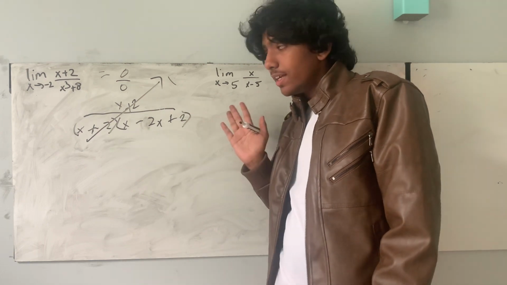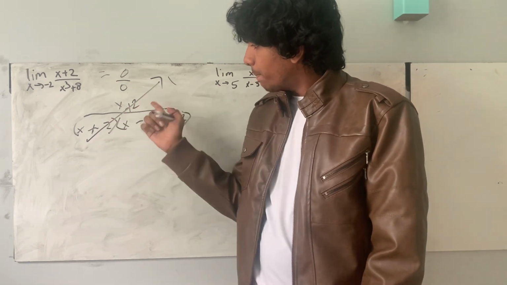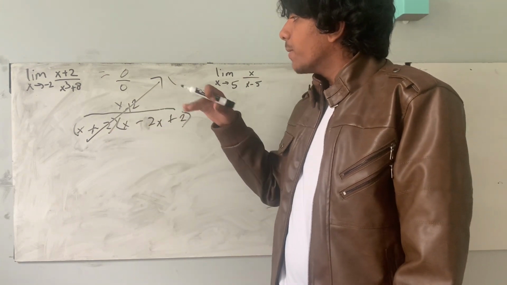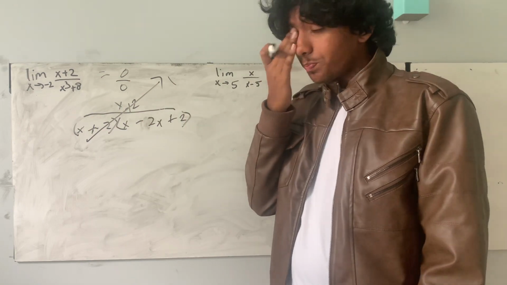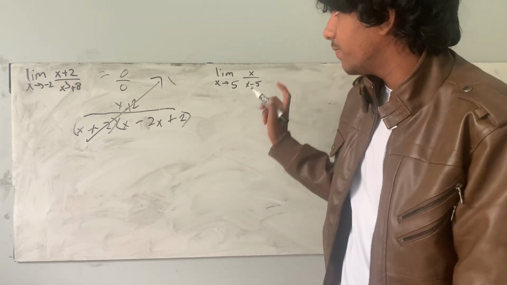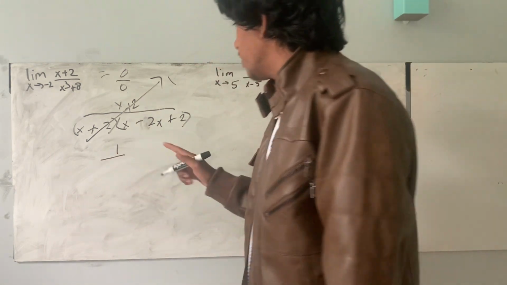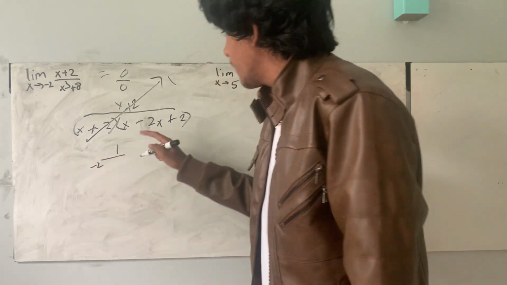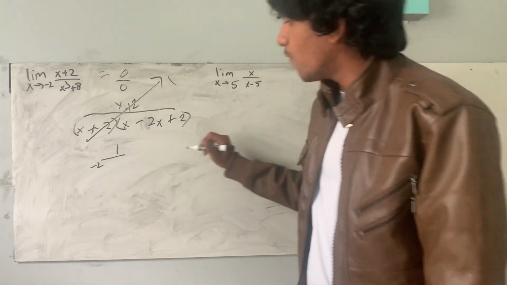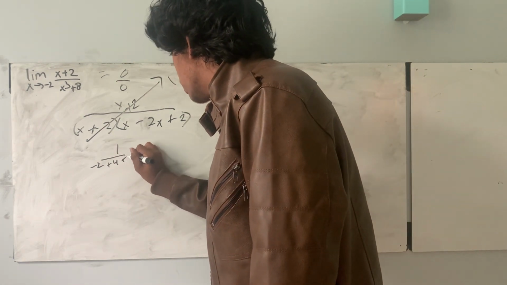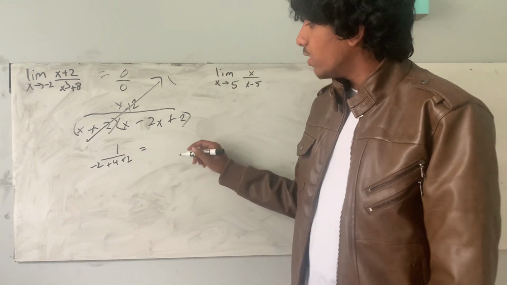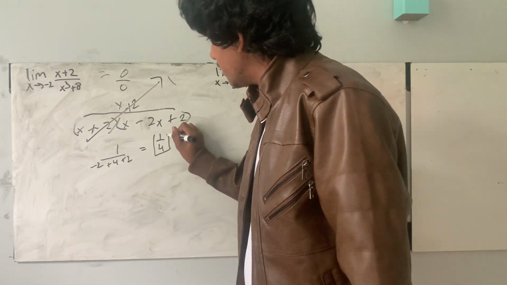Now the thing is, whenever I plug a negative 2 in, these two are primarily responsible for making it go to 0 over 0. Whenever you plug a negative 2 in, you get a 0. So now that we got rid of them, we can focus on this and we'll actually get an answer. So let's do that. 1 over negative 2 minus 2 times negative 2, which is plus 4, plus 2, which is 4 plus 2 is 6, minus 2 is 4, so that's going to be 1/4. So that is your limit.